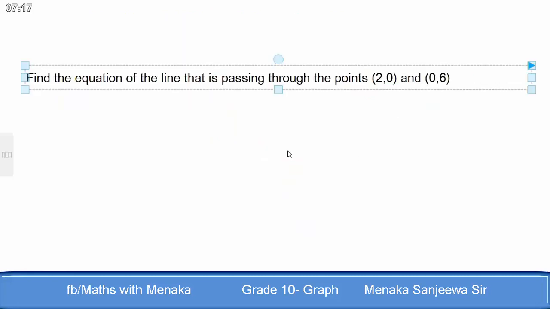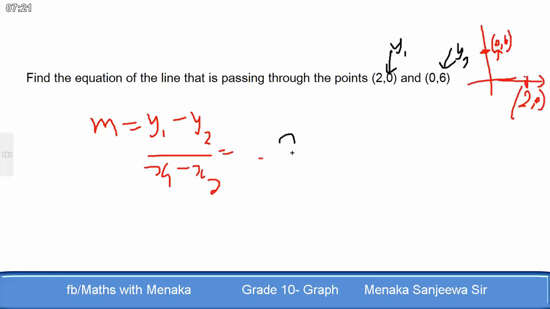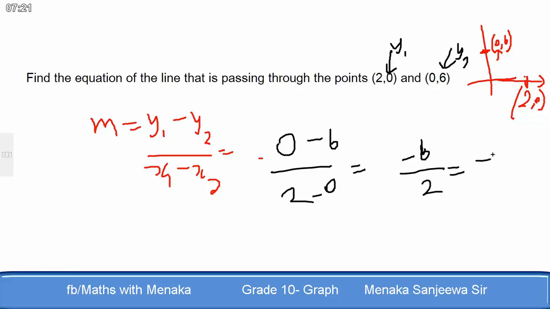Let's see how to do this one. First, you have to find the gradient. Y1 minus y2 divided by x1 minus x2. So, 0 minus 6, 0 minus 6 divided by 2 minus 0. Minus 6 divided by 2, minus 3.